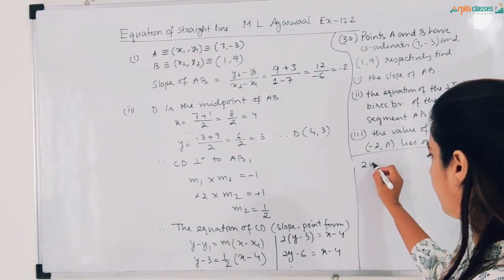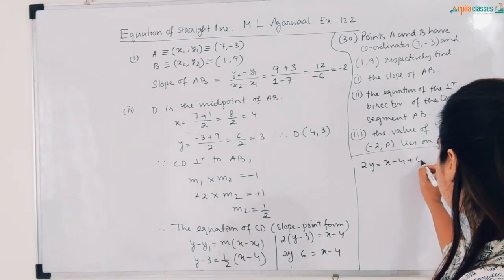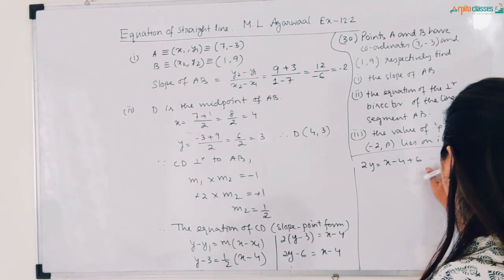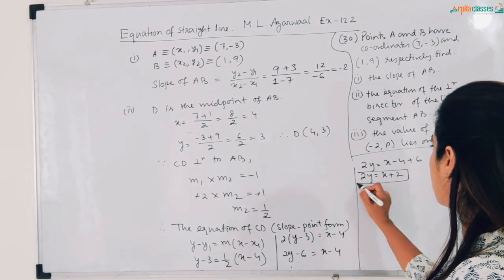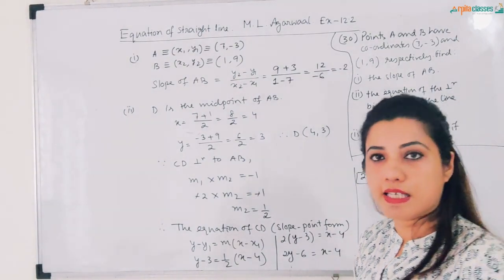2y is equal to x minus 4 plus 6. Or, let me write it here, 2y is equal to x plus 2. So this is the equation of the line CD.